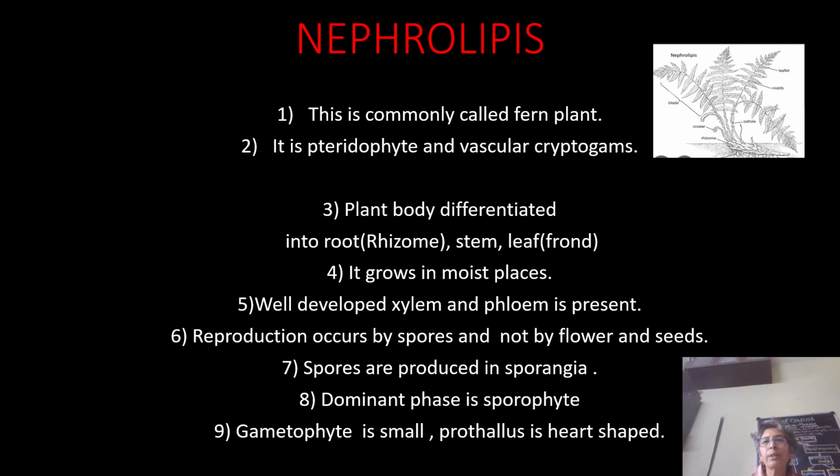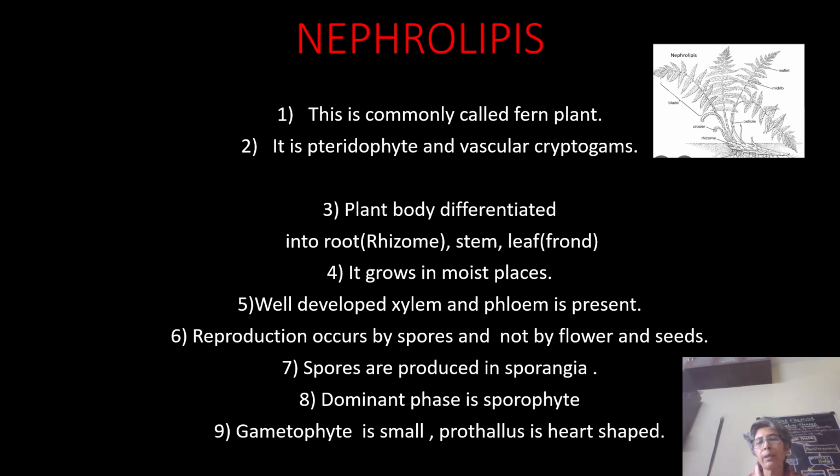Plant body is differentiated into root, that is rhizome, stem, leaf, that is frond. It grows in moist places. Well-developed xylem and phloem are present. Reproduction occurs by spore formation and not by flowers or seeds. Spores are produced in sporangia. Dominant phase is sporophyte and gametophyte is small. The prothallus is heart shaped. This is about fern plant.